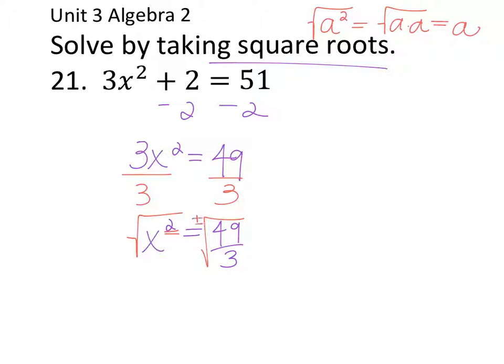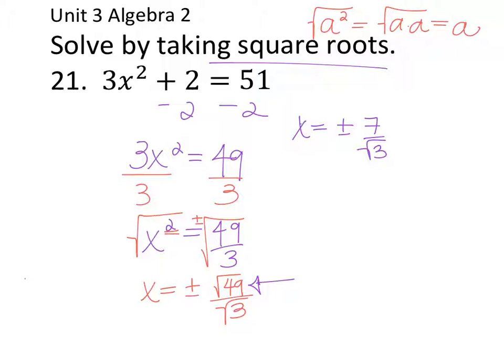Don't forget, I still need my plus and minus. So I'm going to get x equals plus or minus the square root of 49 over the square root of 3. I decide to split it up because I know the square root of 49 is a perfect square. X ends up equaling plus or minus 7 over square root 3, but I can't have a radical in the bottom. It's too cool for school.